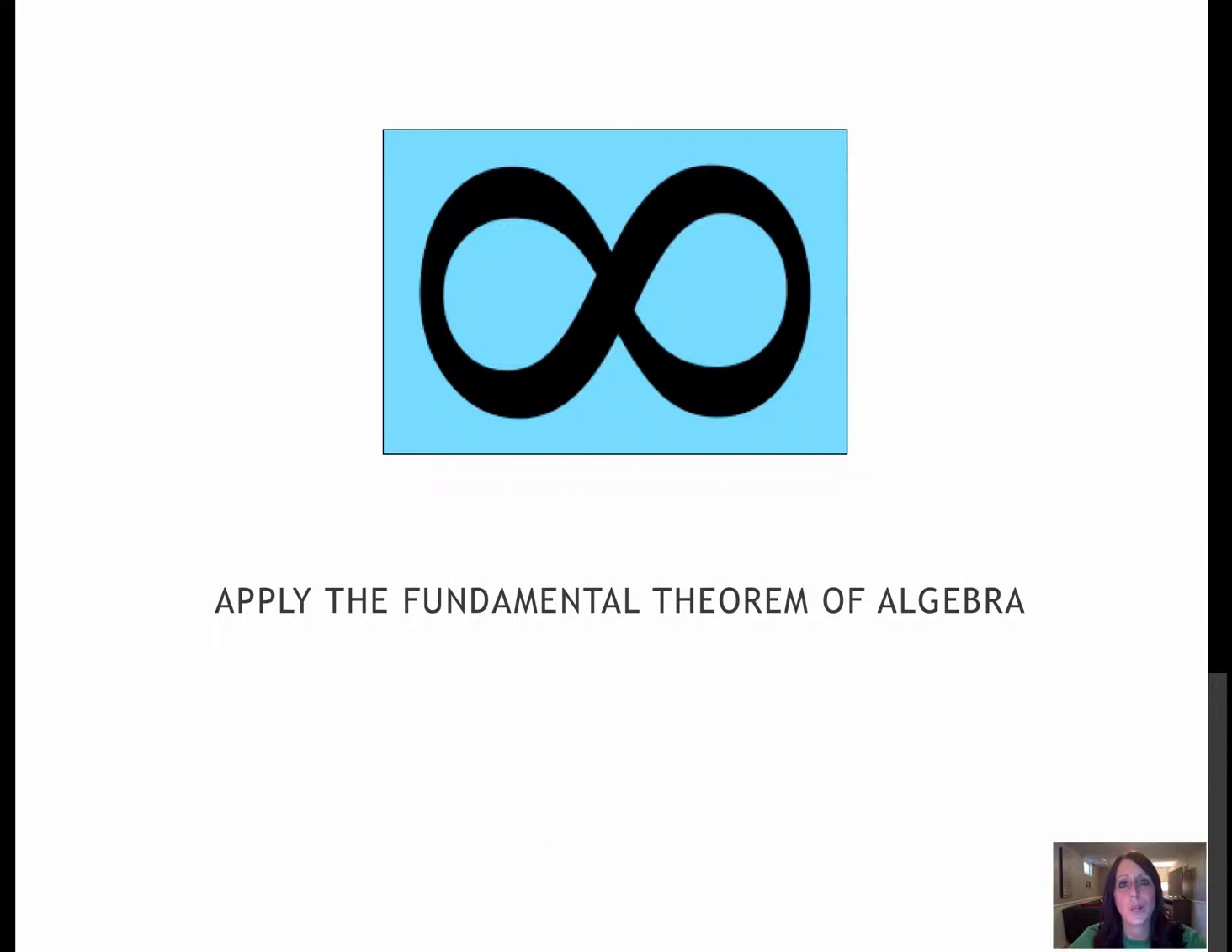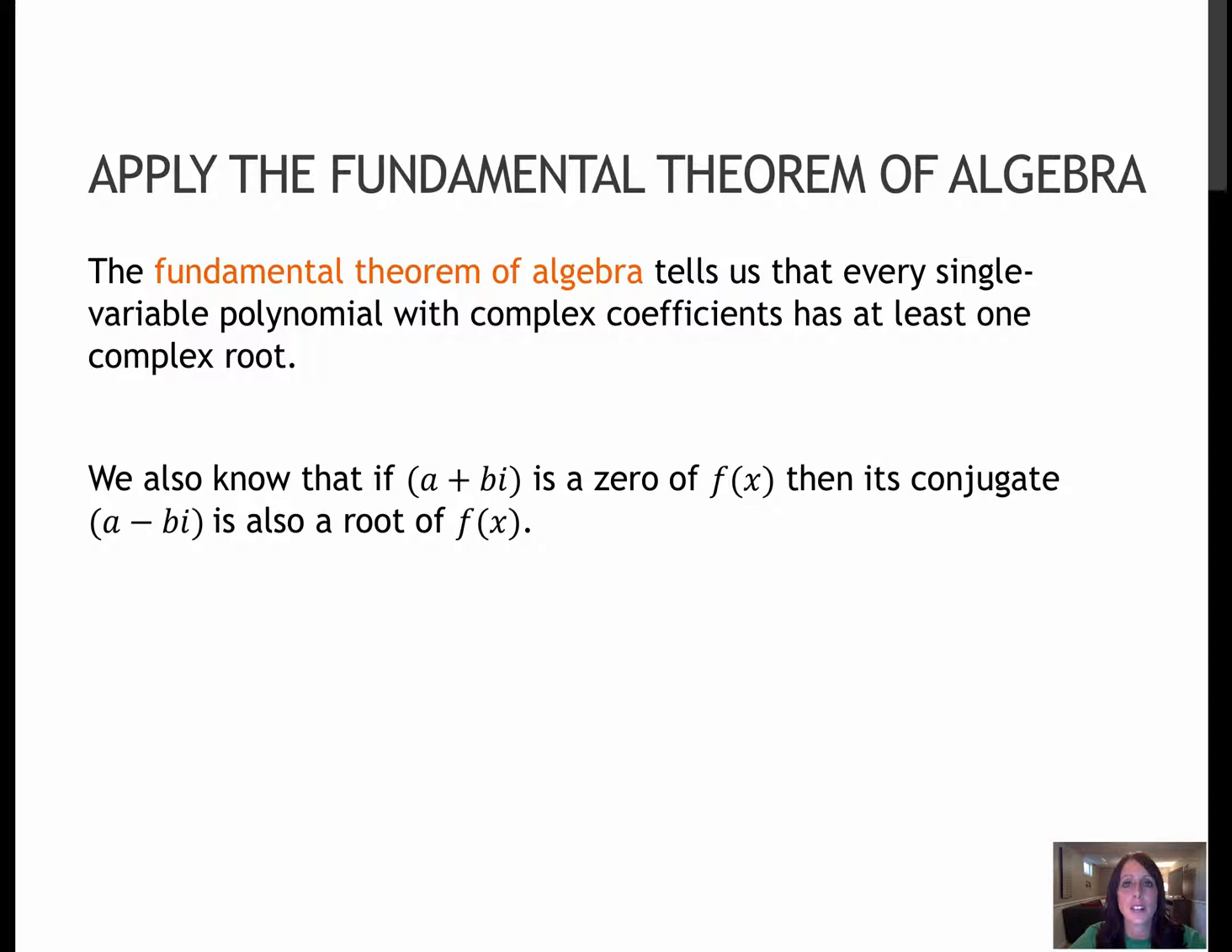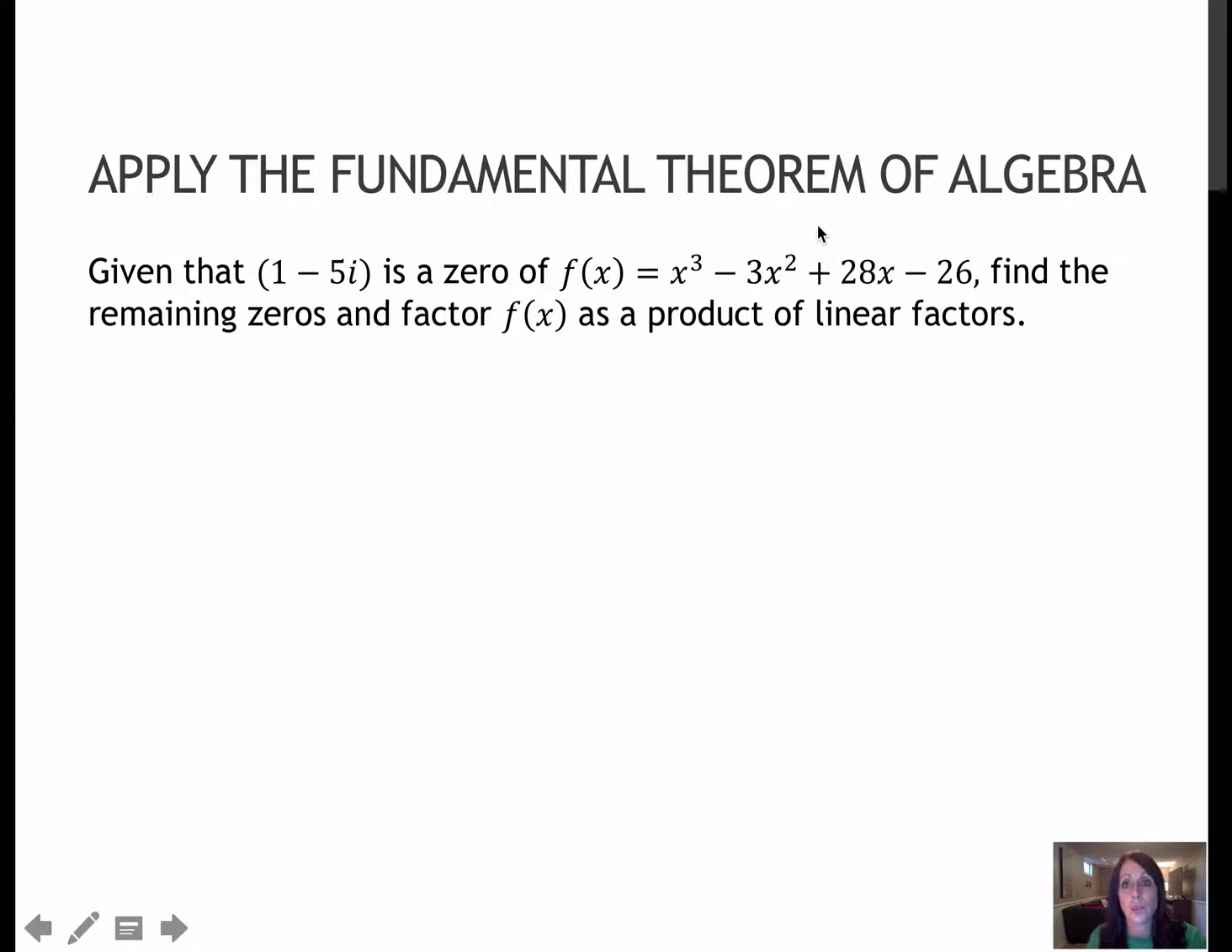In this lesson, we will apply the fundamental theorem of algebra. And that essentially tells us that if we have a single variable polynomial, which is the only thing we'll deal with in this class, that has complex coefficients, that it will have at least one complex root. And we also know that if we have a root of a plus bi, then we also have its conjugate of a root. So here's how that's going to work.